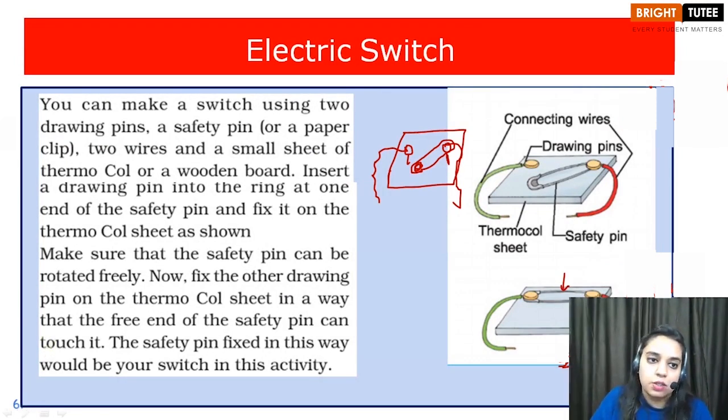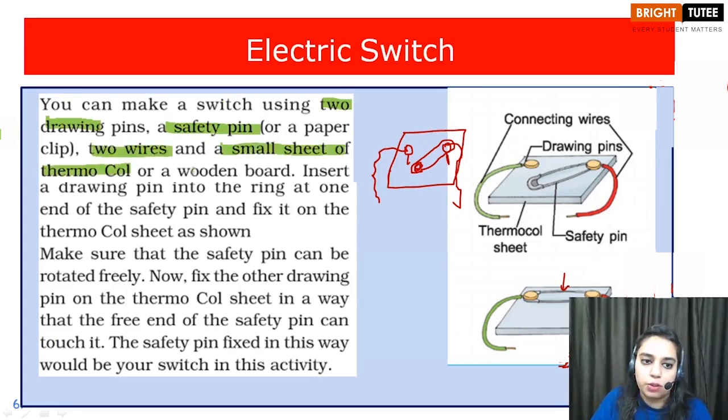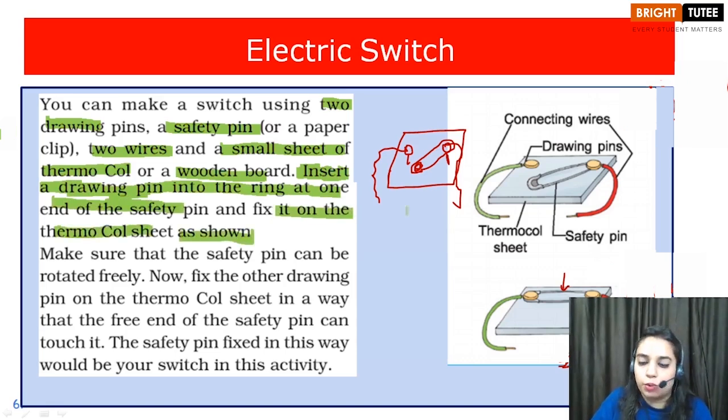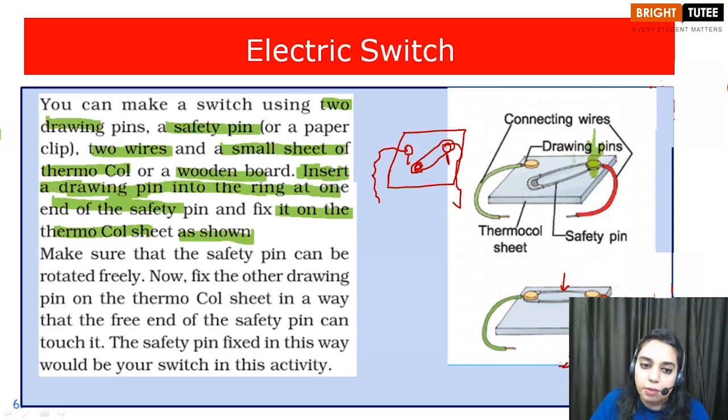Okay children, so what we have done is, you can make a switch using 2 drawing pins, a safety pin, and 2 wires with a small sheet of thermocol, or you can also take a wooden board. The first step is, we will insert a drawing pin into the ring at one end of the safety pin and fix it on the thermocol sheet as shown in the figure. So children, we have fixed this drawing pin in one of the rings of the safety pin and fixed it in the thermocol sheet.